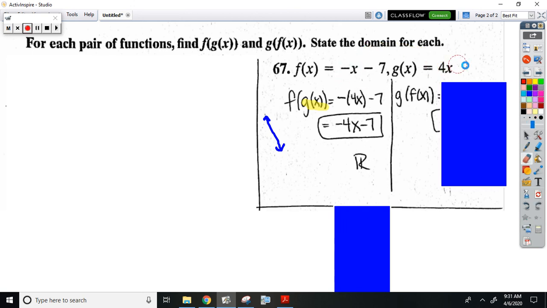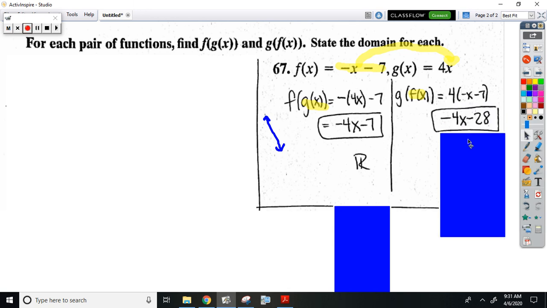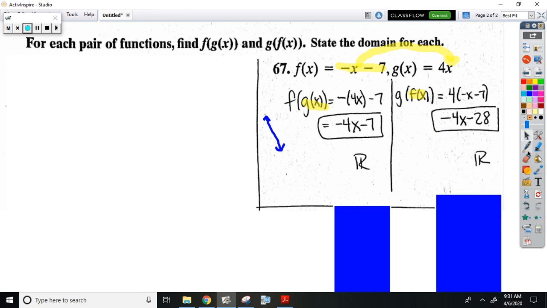And the last one I had a question on was the part 2 of this, which is the g of f of x. So again, you always work on the inside and plug it into the outside function. So we're going to take the f of x function and we're going to plug it in for x in the g of x function. Now again, when I plug this in, I want to use parentheses around it. So 4 times the quantity, negative x minus 7. Distribute your 4 and we'll get negative 4x minus 28. Domain, again, because that would be a linear function, is all real numbers.